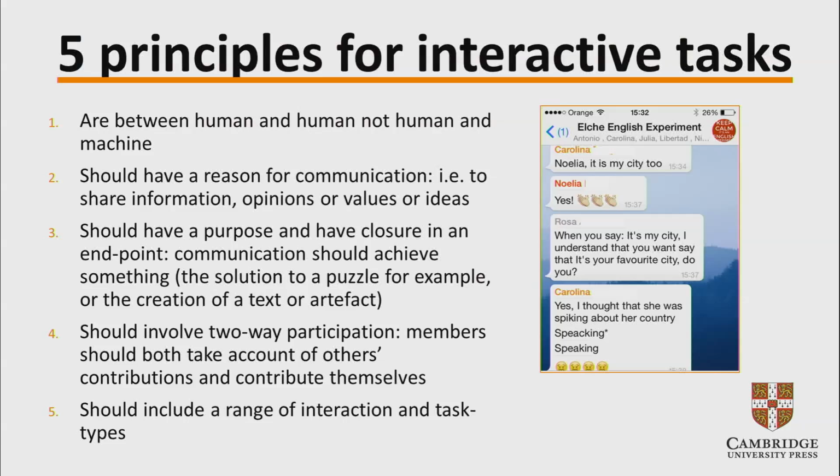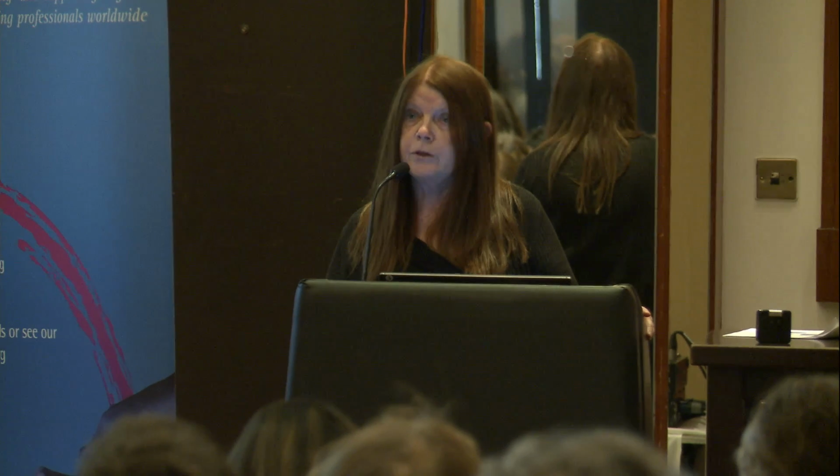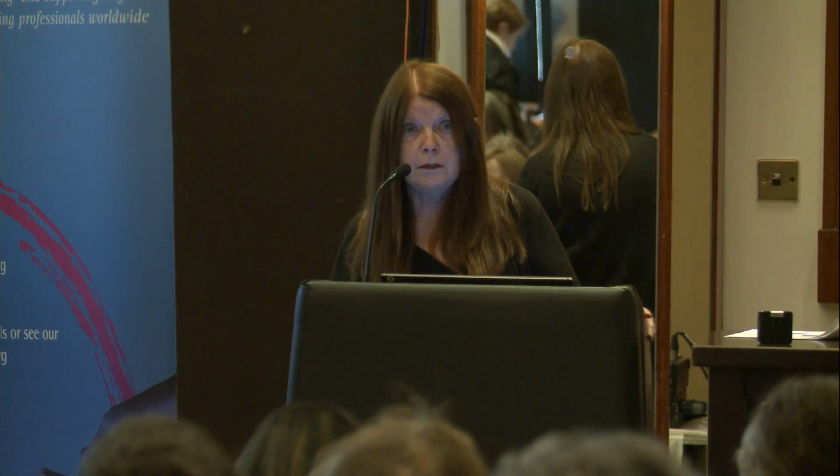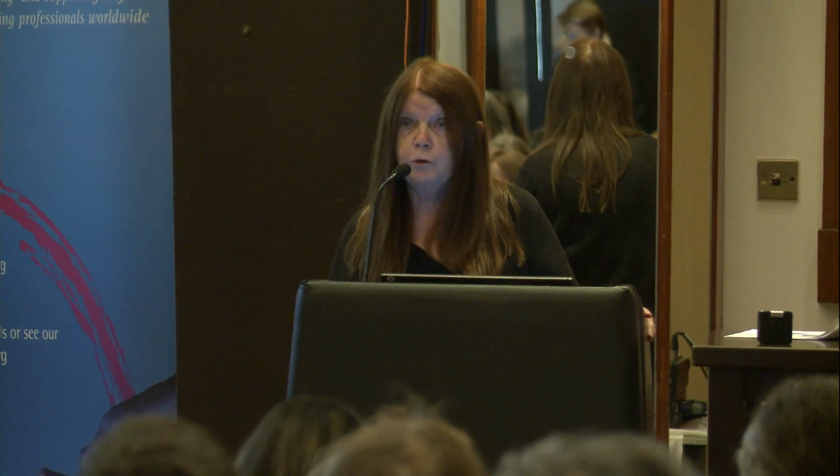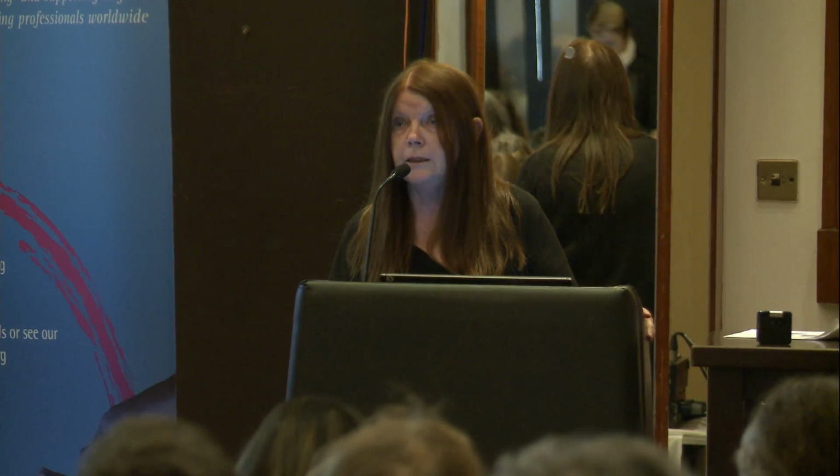It should involve two-way participation. The members of the group should both take account of others' contributions and contribute themselves. And finally, they should include a range of interaction and task types. So now I'll go on to talk about the task types and then come on to talk about the range of interaction patterns that we use.